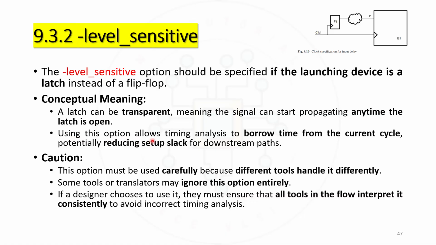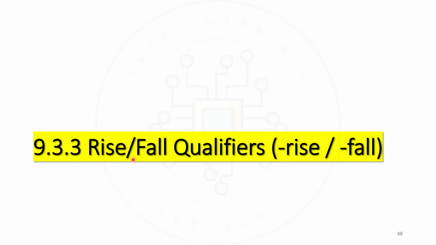Using this option allows timing analysis to borrow time from the current cycle, potentially reducing setup slack for downstream parts. And a caution: this option must be used carefully because different tools handle it differently. Some tools or translators may ignore this option entirely. If the designer chooses to use it, they must ensure that all tools in the flow interpret it consistently to avoid incorrect timing analysis. Now let us try to understand the hyphen rise followed by hyphen fall switches.